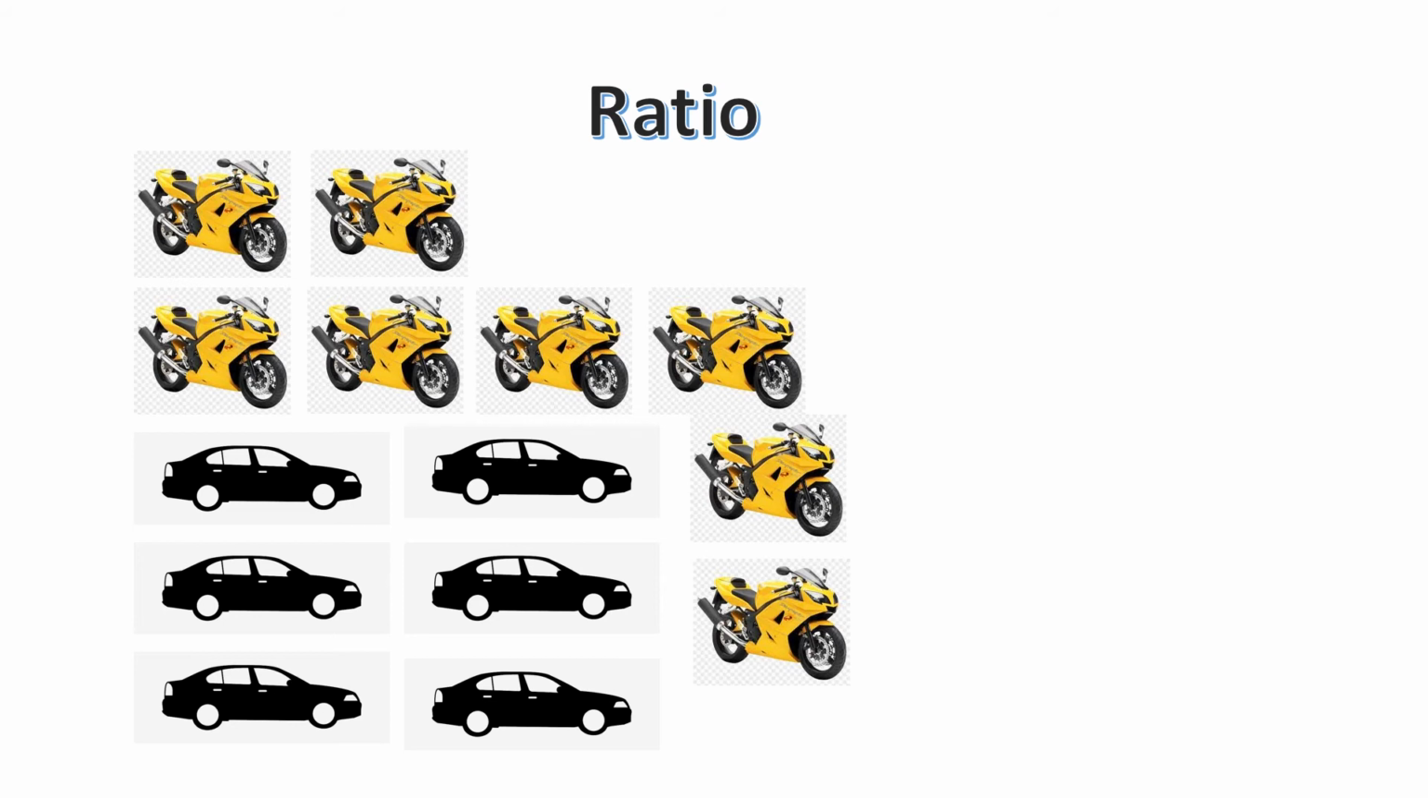Okay, let's have a look. So the ratio of cars to motorcycles, so we will be counting the cars first. There are 6 cars. So the ratio of cars to motorcycles would be 6, and then a colon, the ratio sign. And then how many motorcycles are there? 1, 2, 3, 4, 5, 6, 7, 8. So the ratio of cars to motorcycles is 6:8.